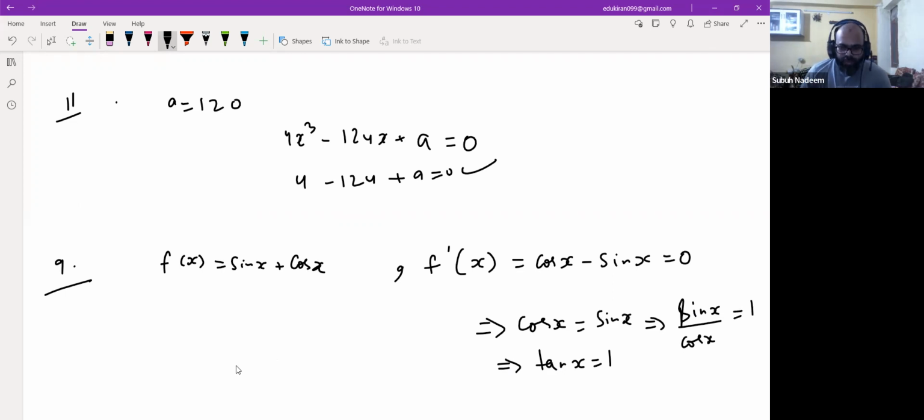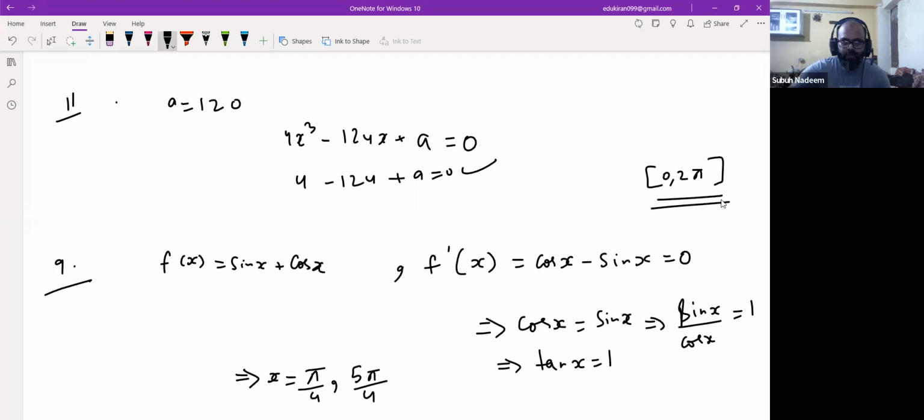When can tan x be equal to 1? Tan x can be 1 at x is equal to 45 degree, that is pi by 4. Then not in second quadrant, then in third quadrant, that is 5 pi by 4, 225 degree. In first and third quadrant, tan is positive. So 45 degree and 180 plus 45 degree. So in one interval, 0 to 2 pi, whole rotation, these 2 points are there.